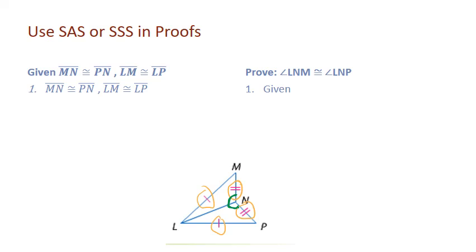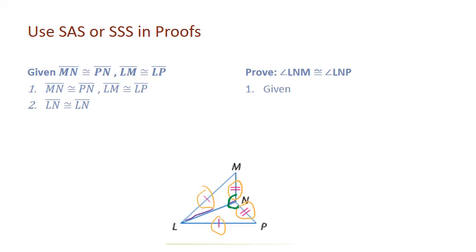Let's see. We got two sides that we know are congruent to each other. How about this side right here, LN? What about that side? Well, that's common to both triangles.